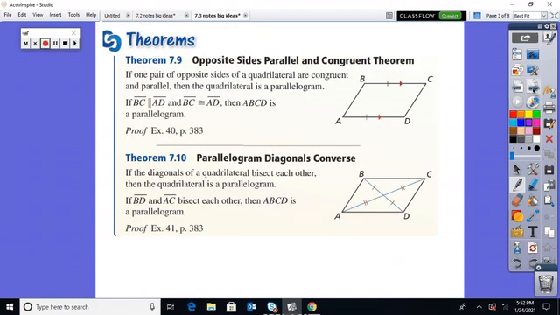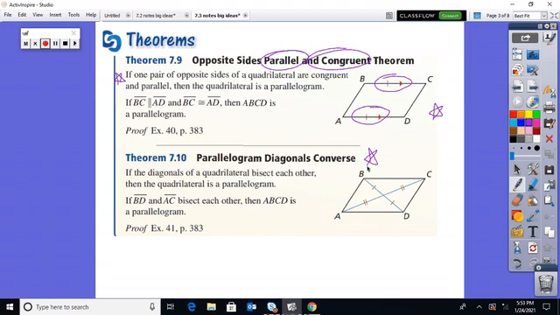Moving along, two more theorems. A couple other ways to show that it's a parallelogram. If one pair, the same pair, it's got to be the same pair of opposite sides, are both congruent and parallel, then you have a parallelogram. So that's a new one. We didn't really talk about that last section. Didn't apply last section, but now it does. This one, however, did apply.